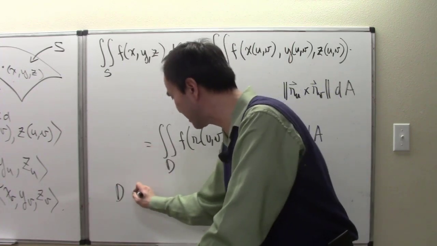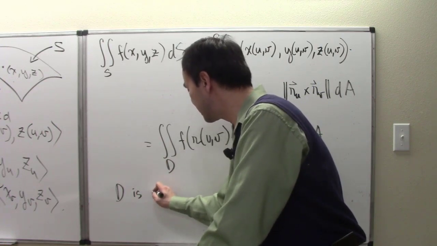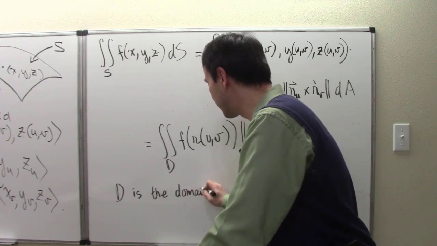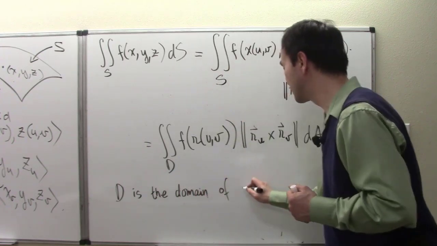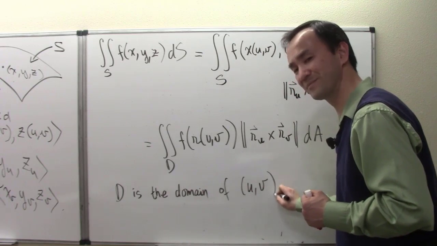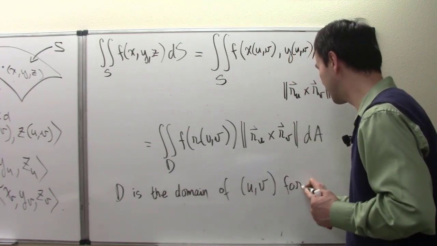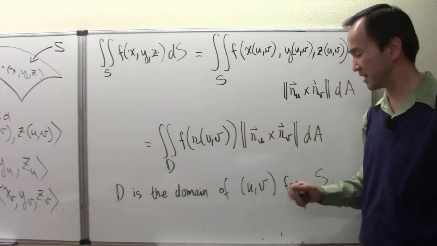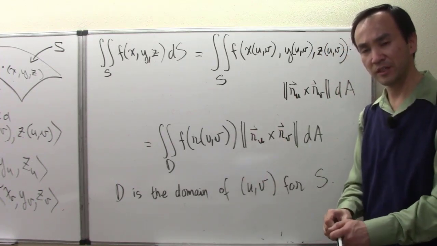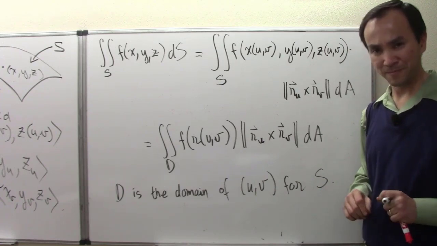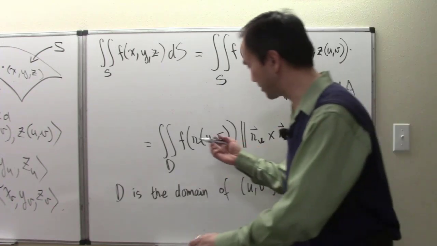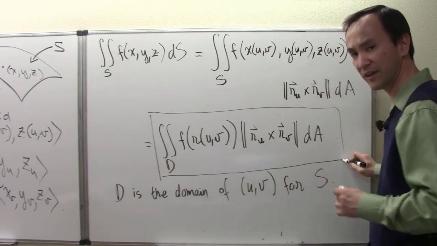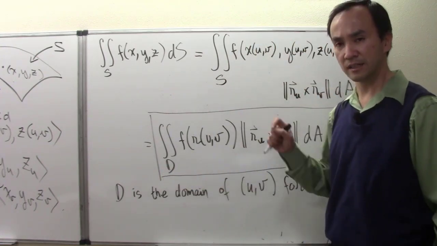So all I can say is D is the domain of all pairs (u, v) for the surface S that is parametrically described by some vector-valued function of u comma v. All right, so this formula, ladies and gentlemen, will give us access to the real, actual calculation of our surface integral for any scalar function.